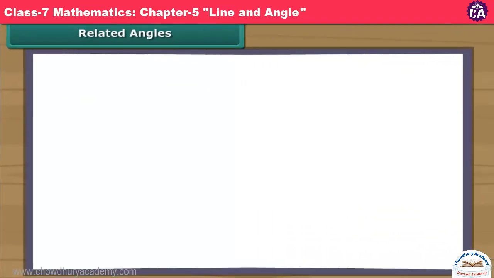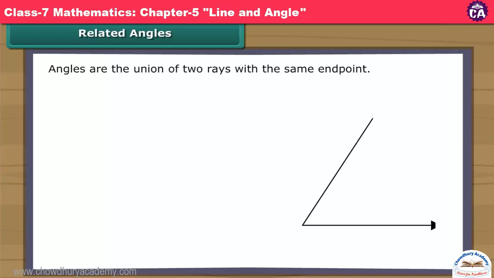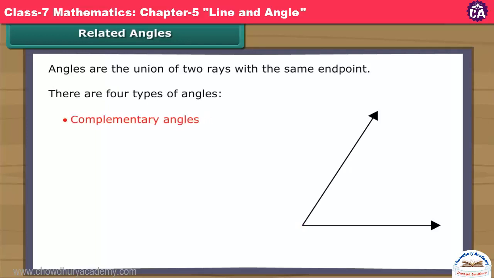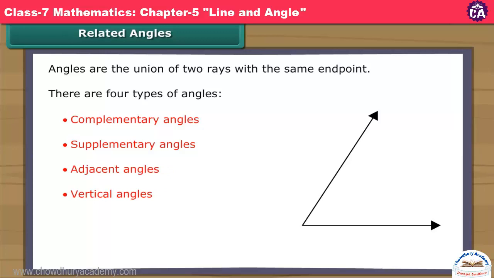Related angles. An angle is defined as the union of two rays that have the same end point. The sides of the angle are the two rays, while the vertex is the common end point. There are four types of angles. They are complementary angles, supplementary angles, adjacent angles, and vertical angles. Now, take a brief look at all the angles.